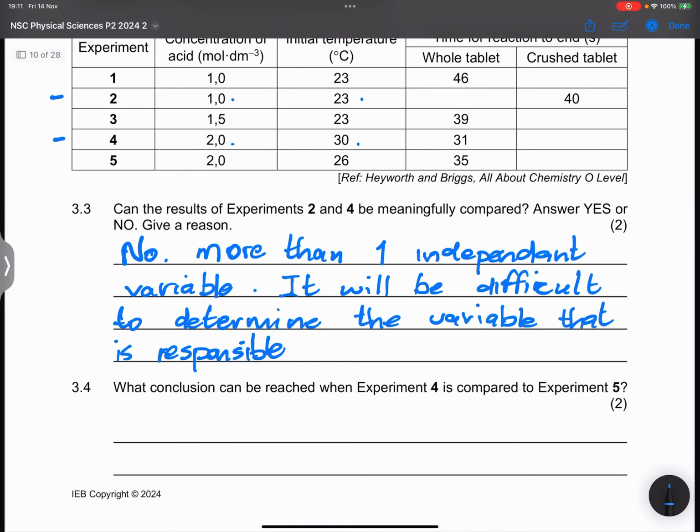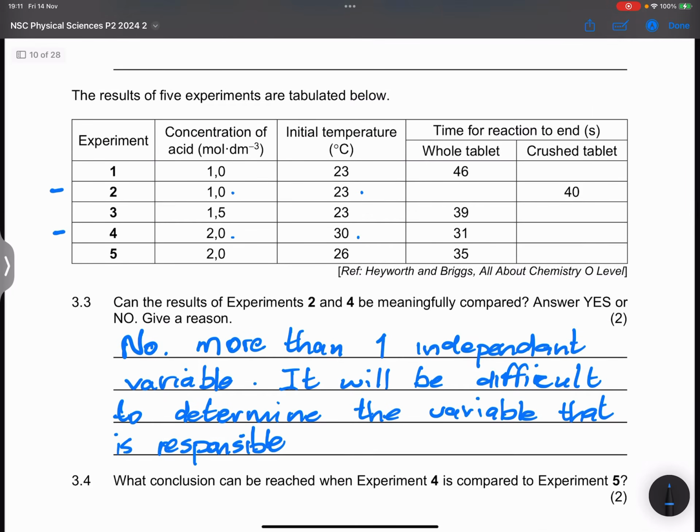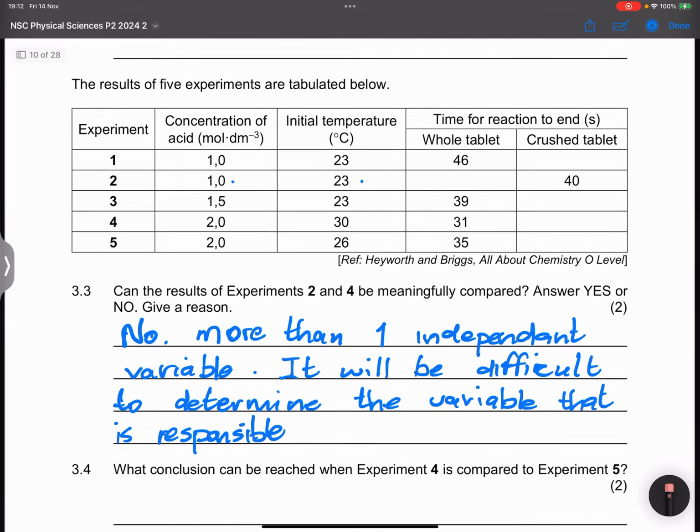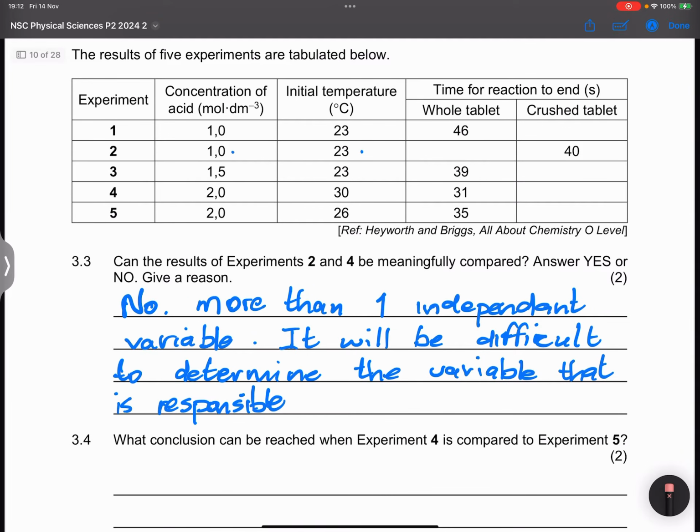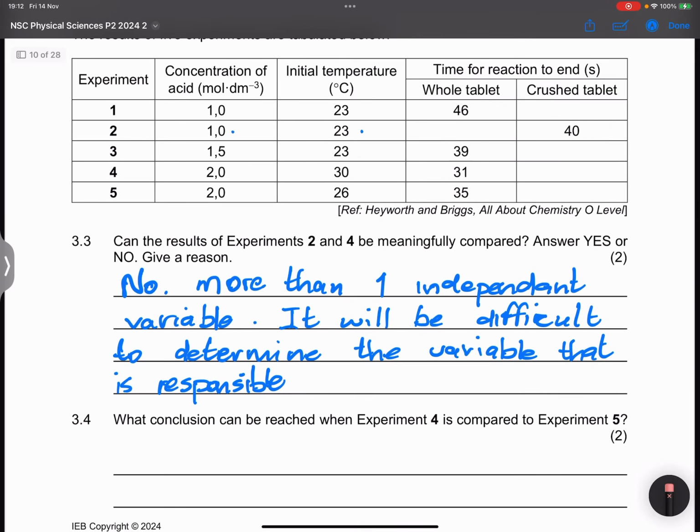Now they say to us, what conclusion can be reached when experiment 4 is compared to experiment 5? Okay, so let's check. Firstly, is it a fair test? Yes, it is, because concentrations are the same. The only thing that is changed is the initial temperature, right? So you'll notice that we want to compare what conclusion can be reached when experiment 4 is compared to experiment 5.